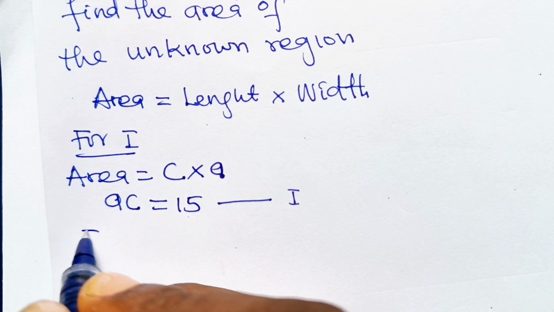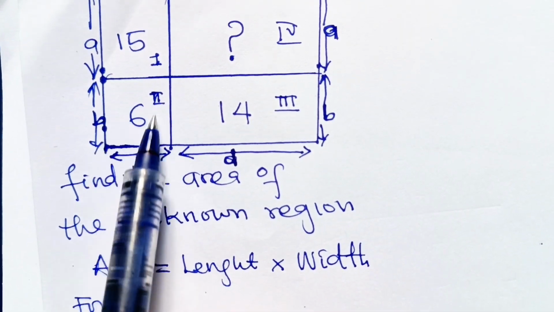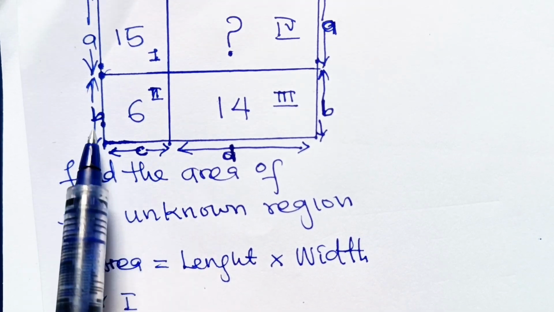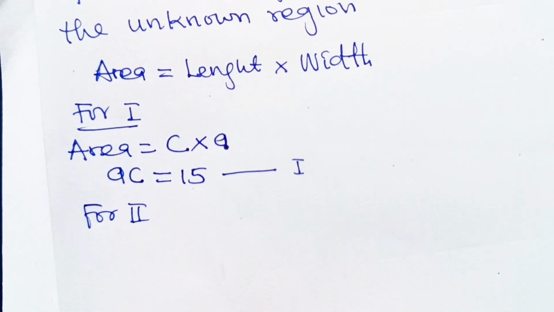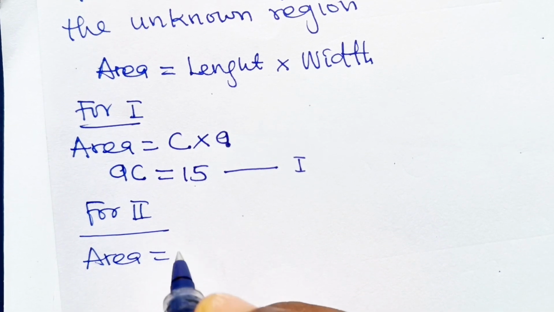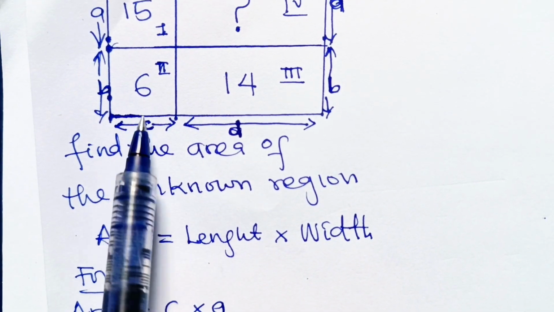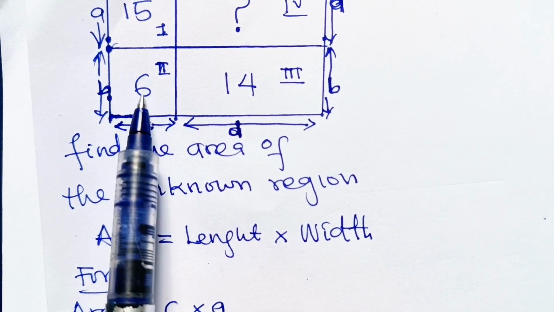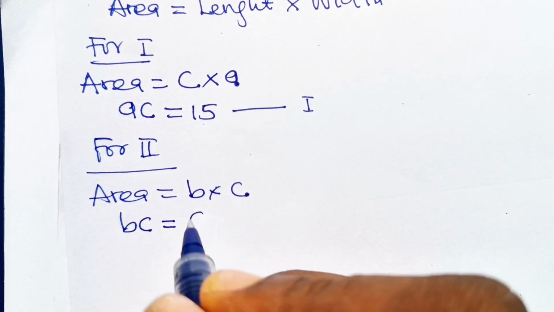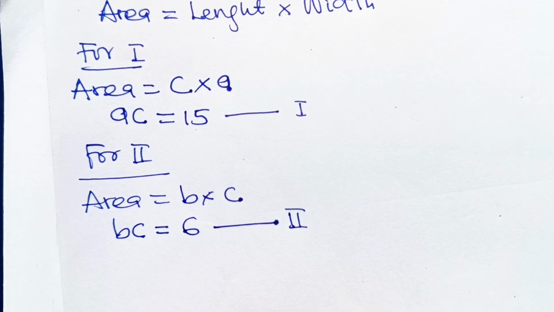Now similarly, for II, that is this portion, the area is length times breadth, that is C times B, or BC. So the area of this portion is B times C. Now, from what we are told, B times C is 6, right? So BC is equal to 6. Let's call this equation 2, right?